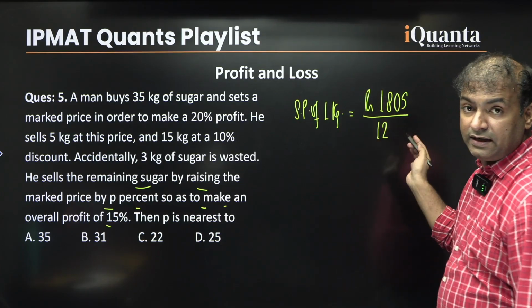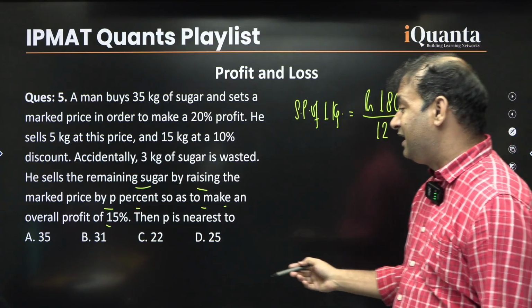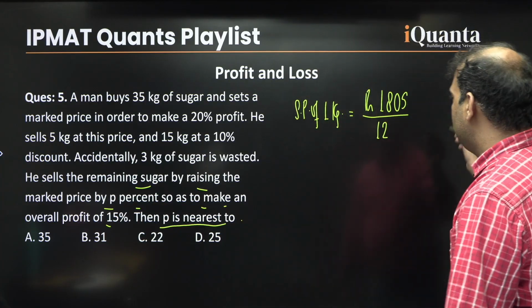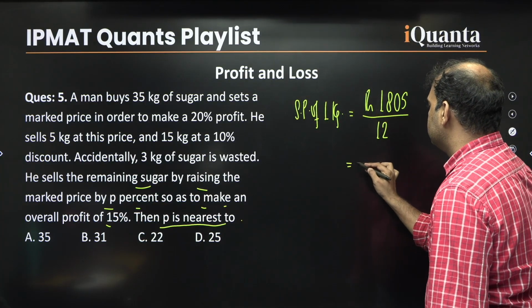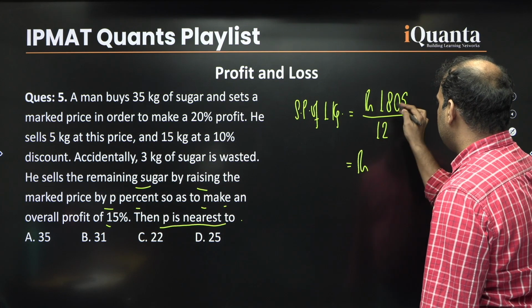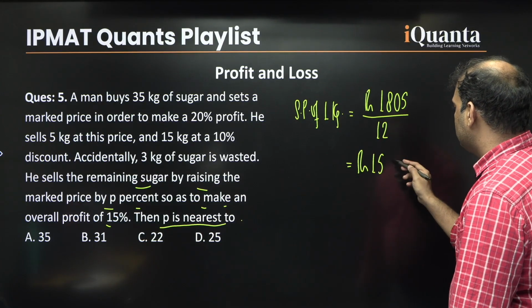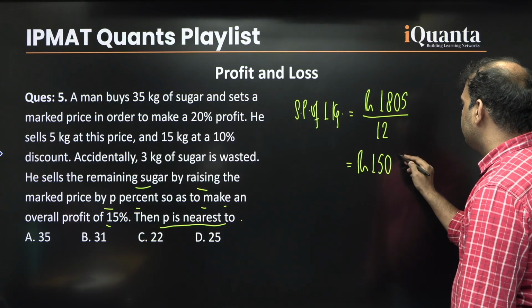This is not getting cancelled, but yes, that's why they had given P as being nearest in the end, right? We don't have to get the exact value. Let's find the approximate value. Okay, so it should be how much? We'll say 18 by 12 is 1, then 6, 5, and something 0, and we can say 5 by 12.